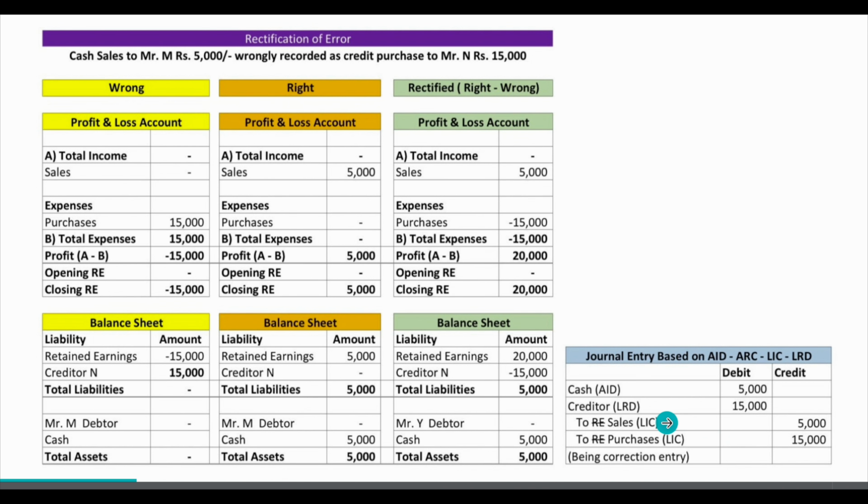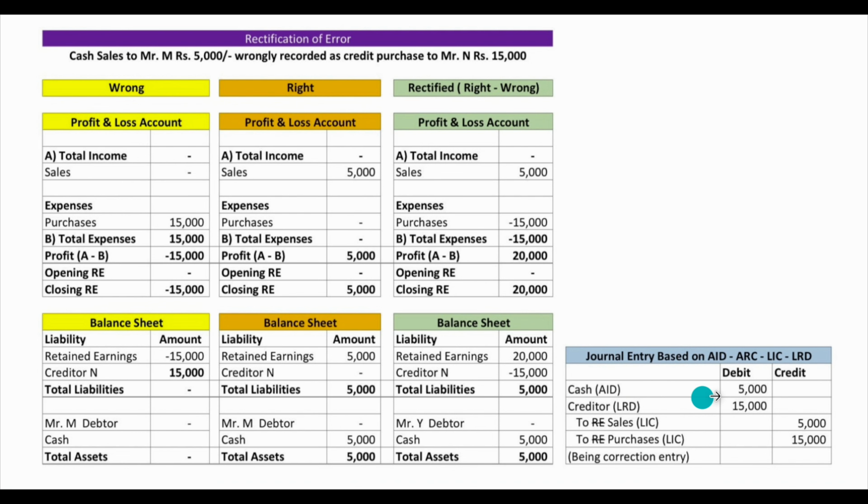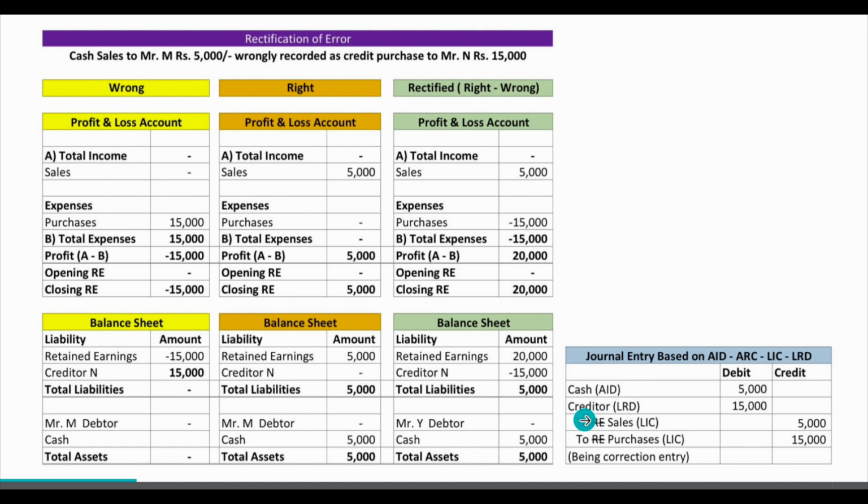However, while passing a journal entry, we do not directly write the words retained earning. Rather, we write the transactions affecting this retained earning. So due to sales 5,000 retained earning increases, and due to purchases negative, that is income 15,000. So this retained earning of 20,000 is basically due to sales 5,000 and purchases 15,000. So the journal entry based on the rule of AID, ARC, LIC, LRD is: cash account debit 5,000, creditor debit 15,000, to sales 5,000, to purchases 15,000, being correction entry.